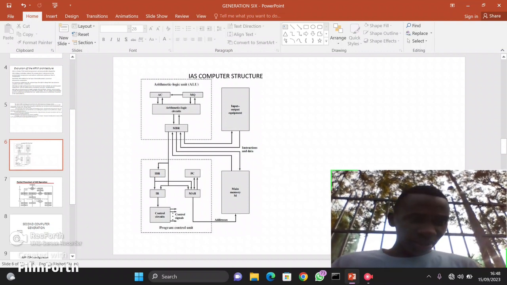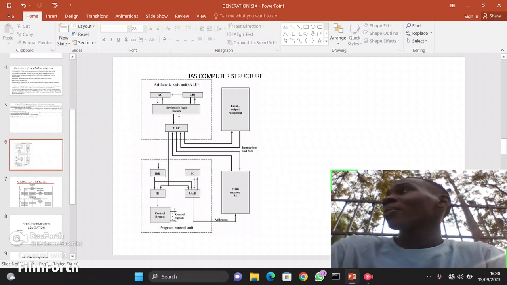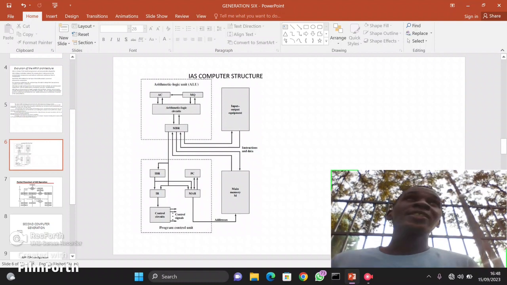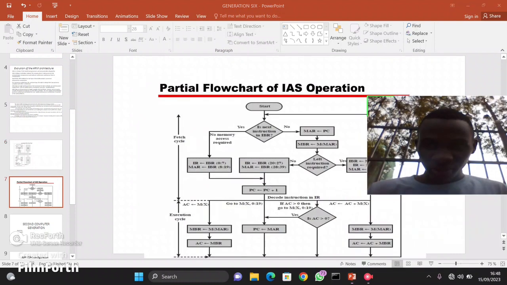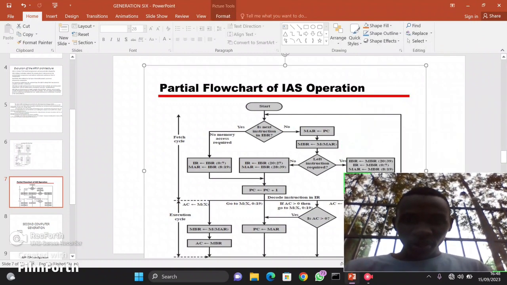Then going into the second generation of computers, let me see. By then, I think we had to mention the partial flowchart of the IAS operation, and looking at it, let me see.